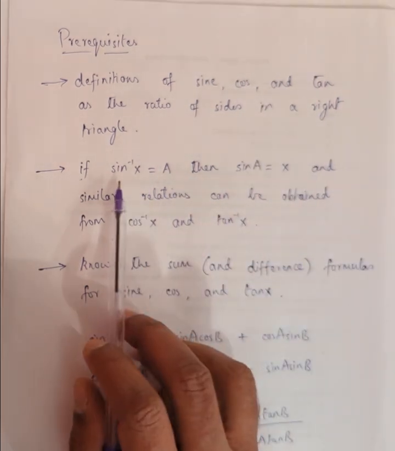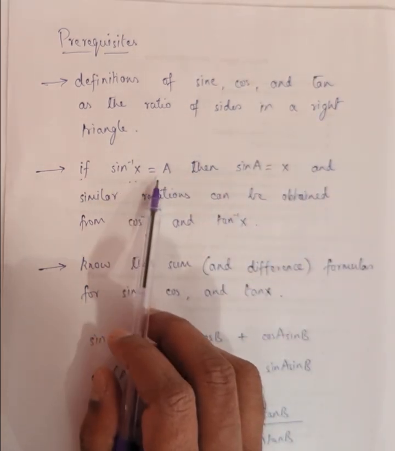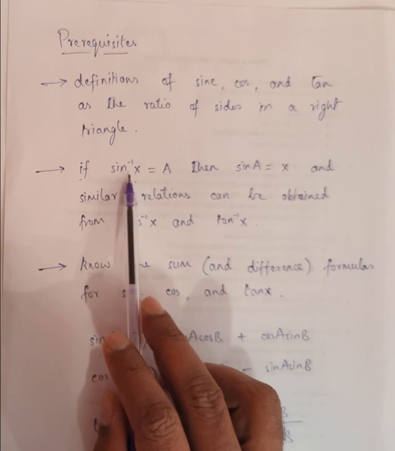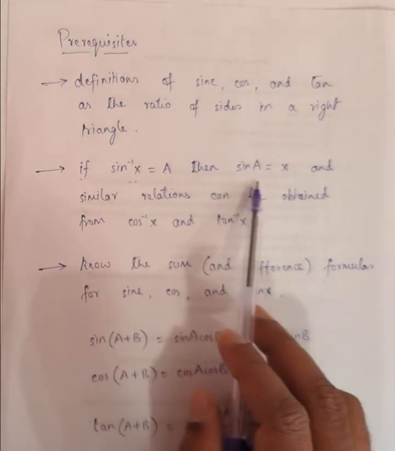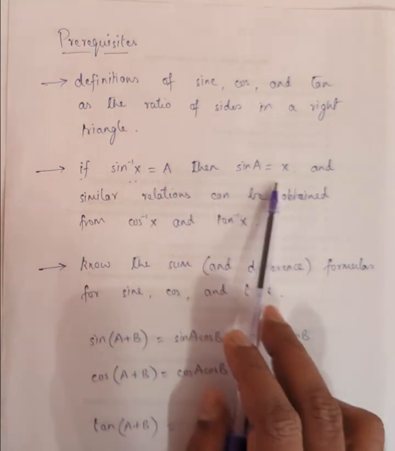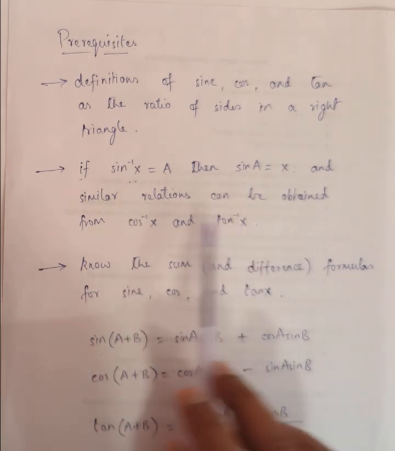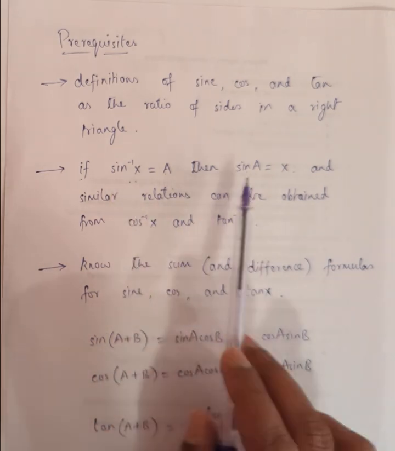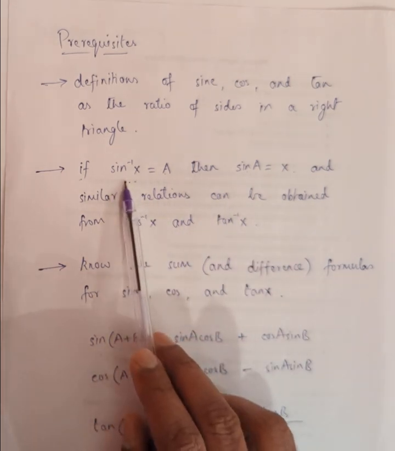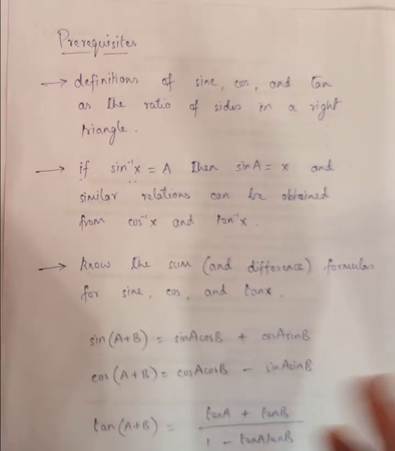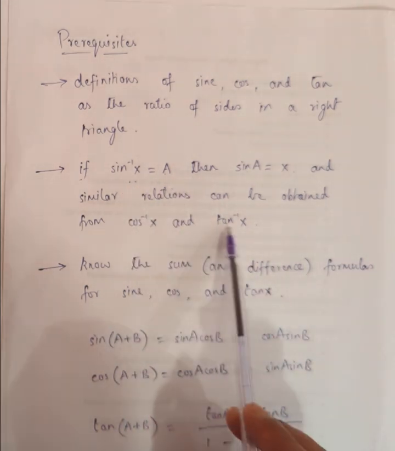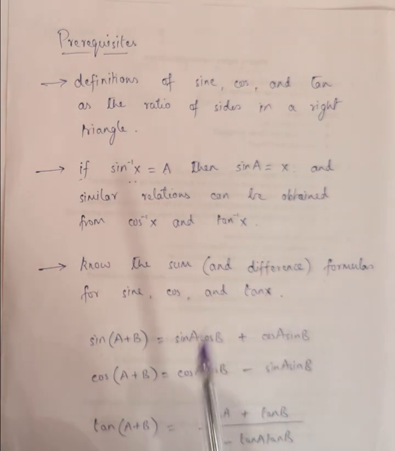And then if sine inverse x equals a, then sine a will be equal to x. That's what we mean by sine inverse x equals a. And so you can write similar relations. If they give cosine inverse x equals a, then cos a will be x, and so on. We can do that for tan inverse as well.